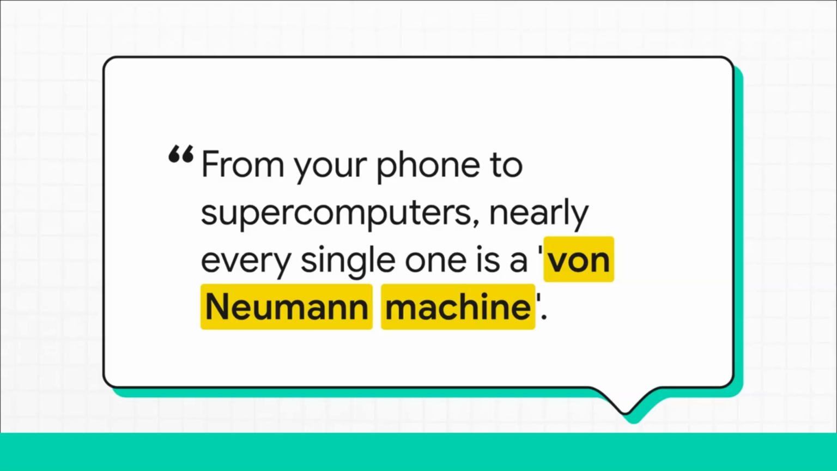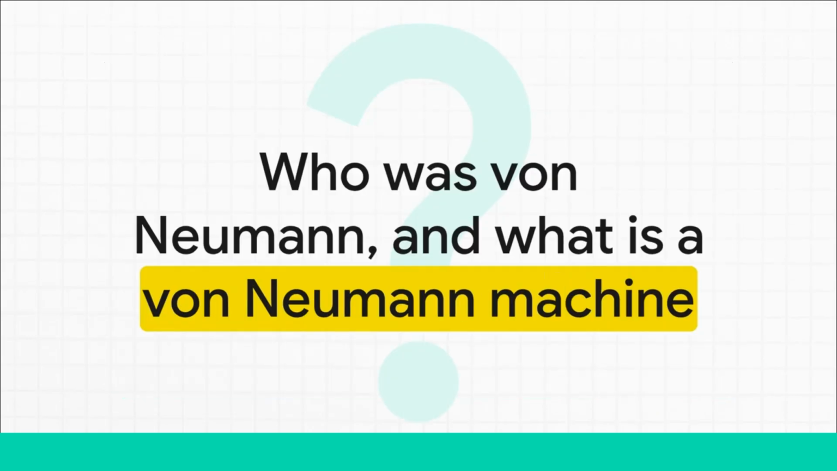From the phone in your pocket to the servers in the cloud, his architectural blueprint is, well, it's everywhere. It's kind of like the ghost in the machine, that fundamental logic that makes all of modern computing possible. So what exactly is a von Neumann machine, and why should you care? Well, the answer starts, believe it or not, back in World War II, with a massive mathematical problem that was seriously crippling the Allied war effort.